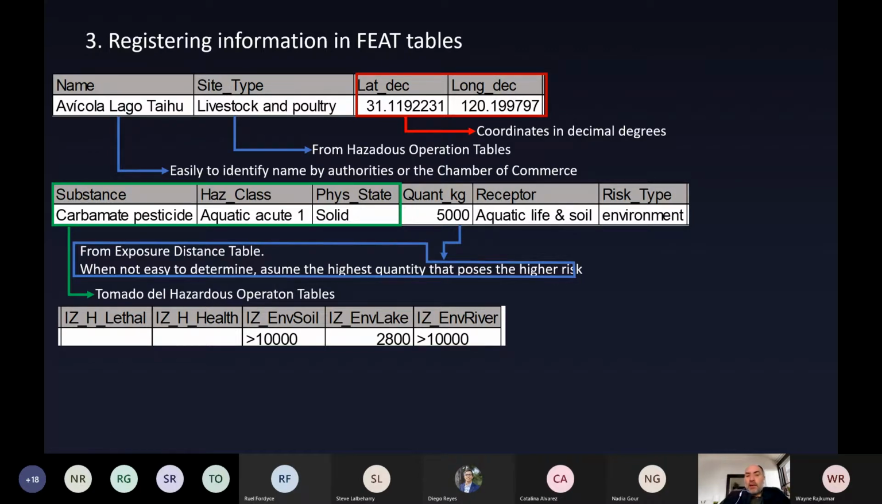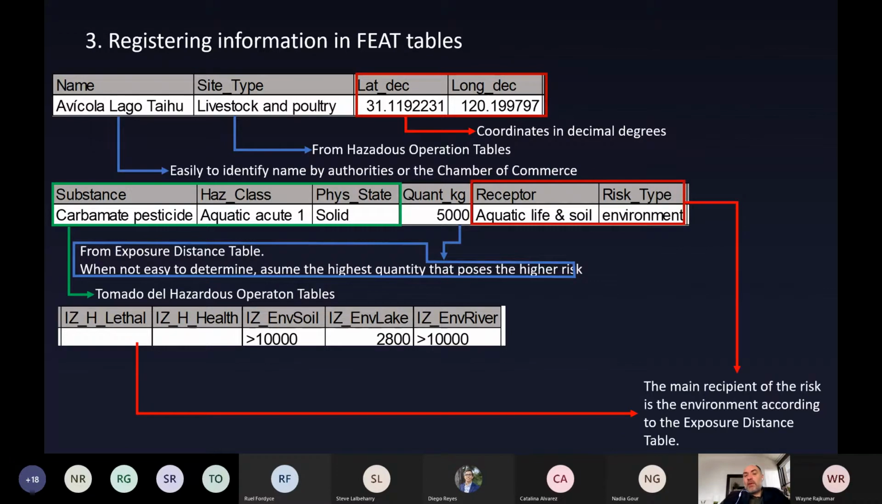And then we determine what kind of receptor is mainly affected. In this case it is the environment, and it affects aquatic life and soil. We have also seen so far no impact on human health or human lethal activities.